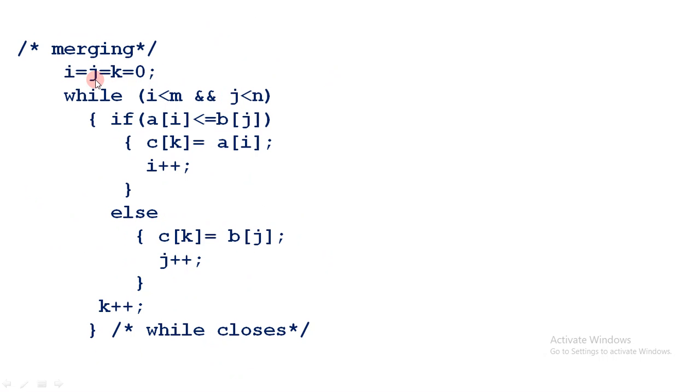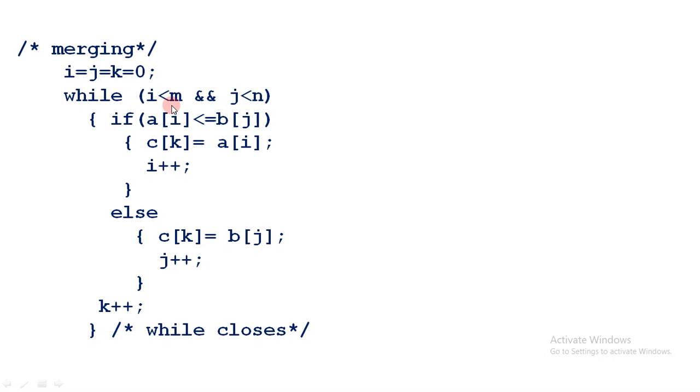We will set i, j and k equal to 0. This is called multiple assignment. i is an index which moves on array A, j is an index which moves on array B, and k is the index which will move on the array C progressively. Okay, this condition should be true because both i and j have limits.